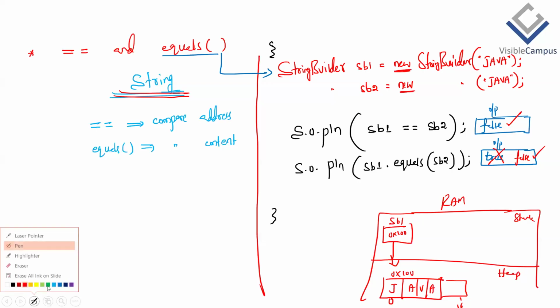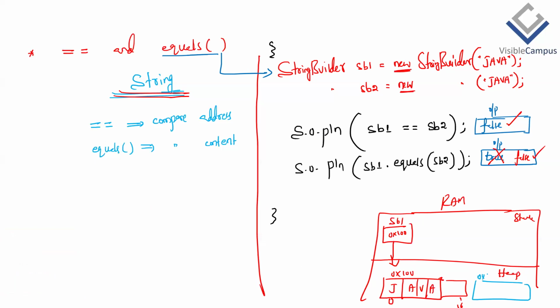What about the second line of code? Since again it is the new keyword, one more new object is created with a different address, say 0x200, with the same value called Java, with the cells 0 to 16. The last index is 15 here. Here also the same thing, that story we know. Now on the left hand side SB2 will have the address 200 and point to this location.